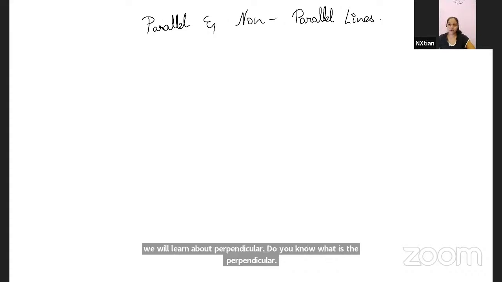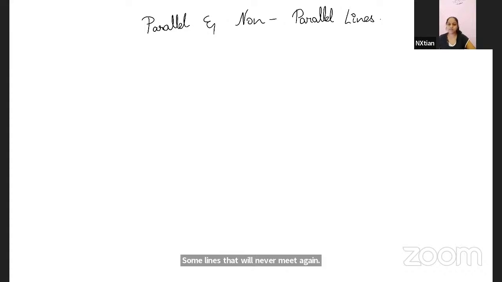We have just begun and we are going to learn about parallel and non-parallel lines. I have explained this topic before, but I want to go through it again. We will also learn about perpendicular. Do you know what a perpendicular is? Ma'am, lines that will never meet again. No, that is parallel. Perpendicular intersects. Parallel never meets.